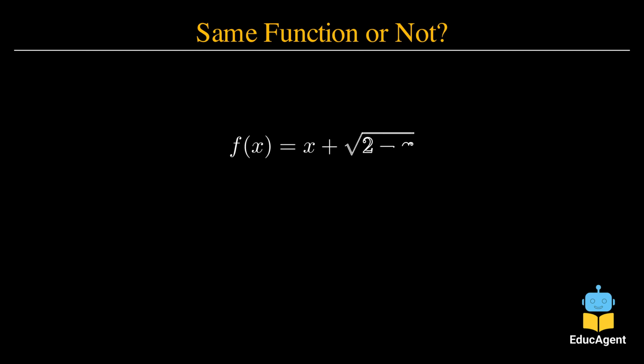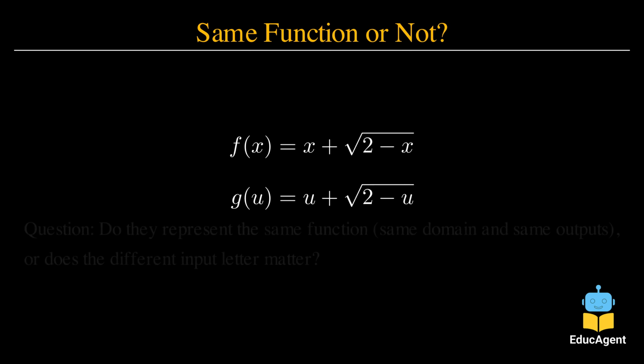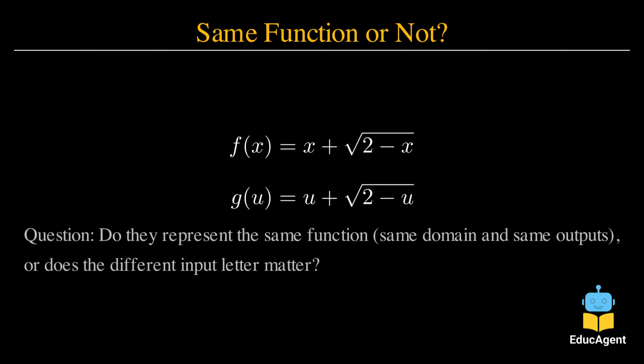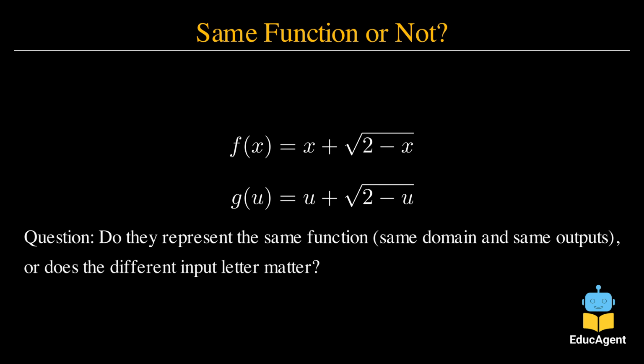Here's the problem we'll solve today. We're given the two functions, f of x equals x plus square root of 2 minus x, and g of u equals u plus square root of 2 minus u. Is it true that f equals g? We'll decide by checking domains and the input-output rule, because variable names can be misleading.